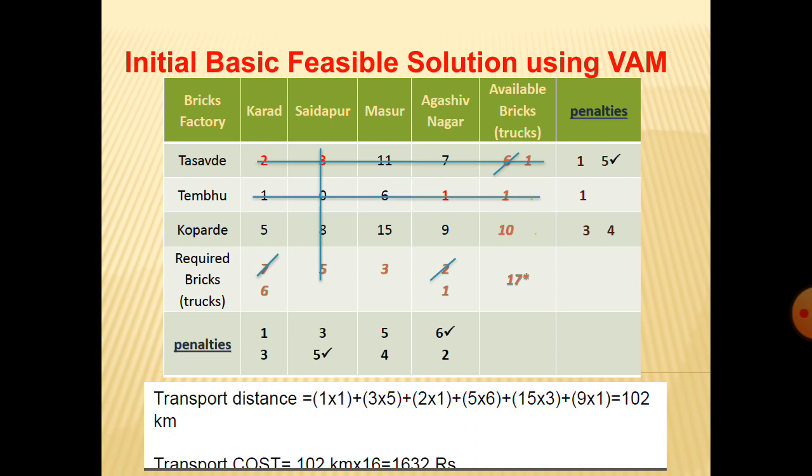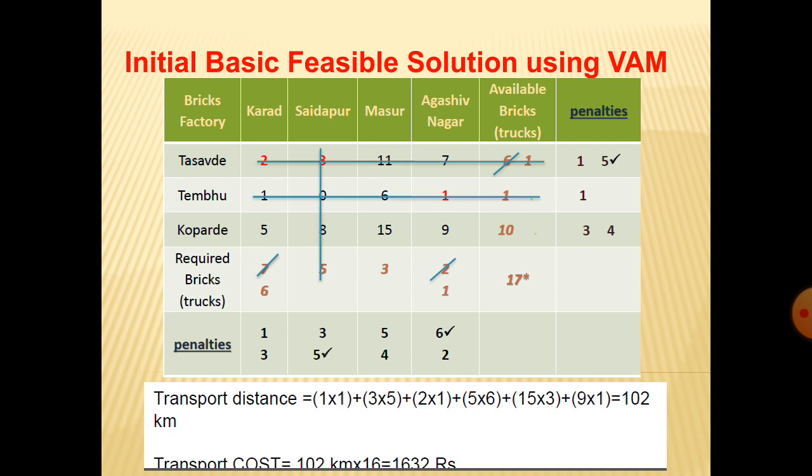Here, note that point. In this second set of penalties, what have we got? The penalty 5 we got in the column, and penalty 5 we got in the row. Which one do you have to select? Any one you can select. Okay, I have selected this one first. We allocated 3, which is the minimum cost in this column.